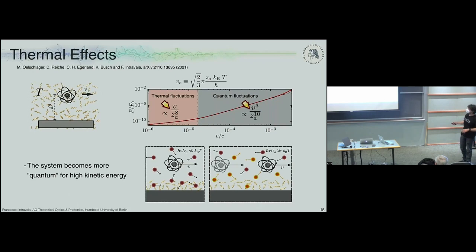So there is a nice explanation for that. Here you have that in this regime, the thermal fluctuations are the ones which are dominating the interaction. And here, the interaction of quantum fluctuations becomes dominant, and then the force becomes essentially quantum. Okay? All right, let me just give you another perspective, a sneak peek about this result.